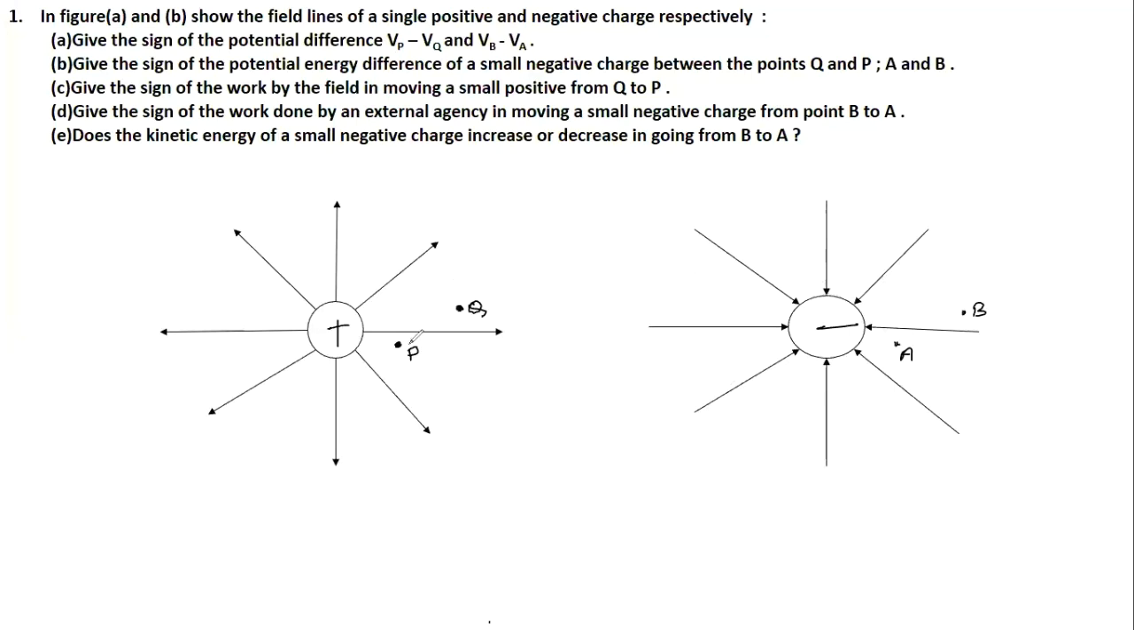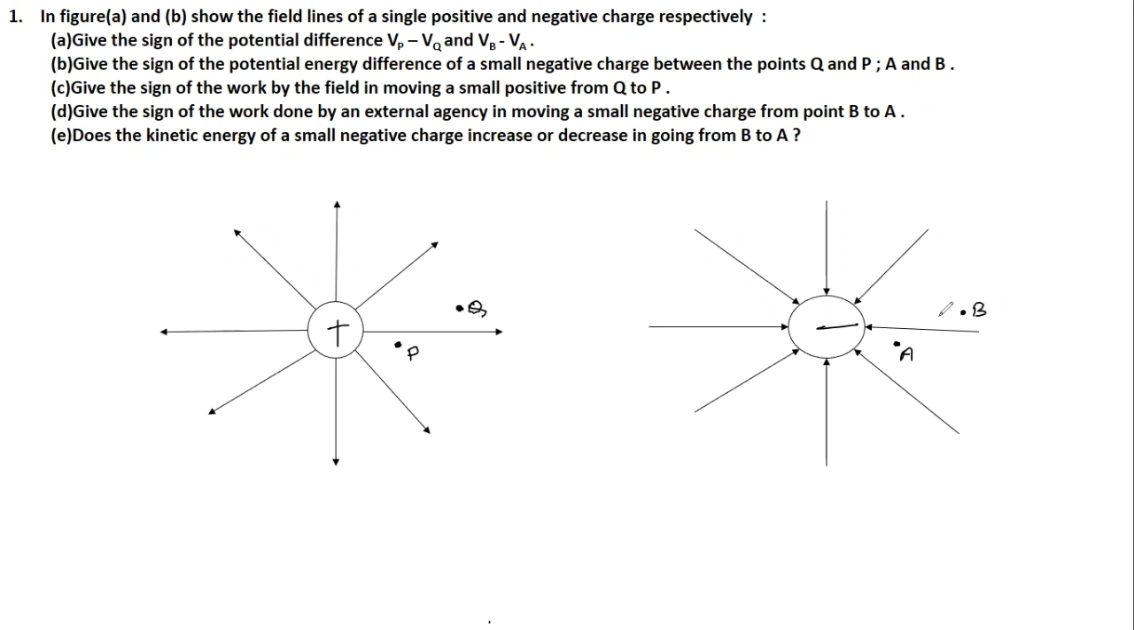And correspondingly you are having two different points. In the first diagram you are having P and Q, and in the other diagram you are having A and B. Okay, two different points are given. And all the points are at different distances from the respective charges. Now you have to find out various points.